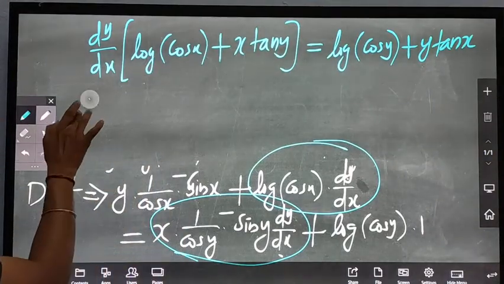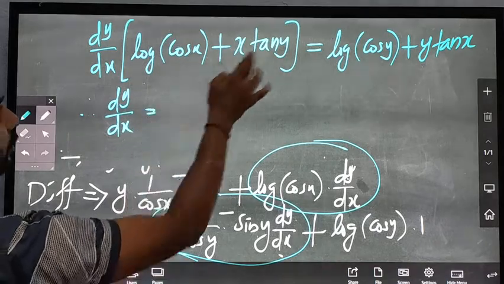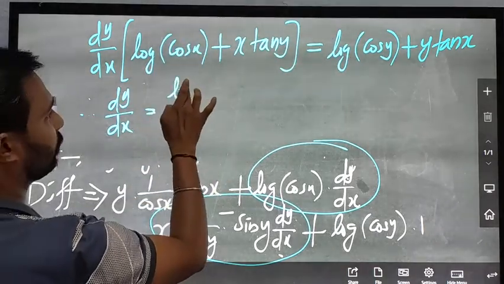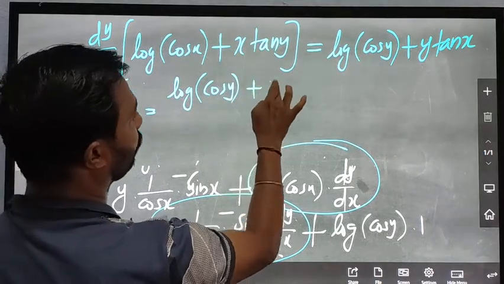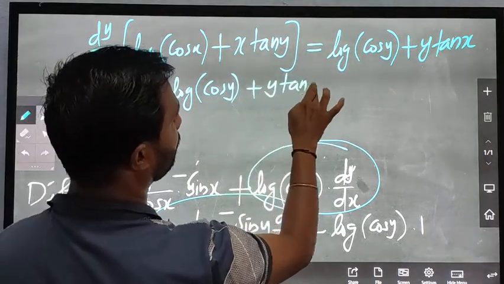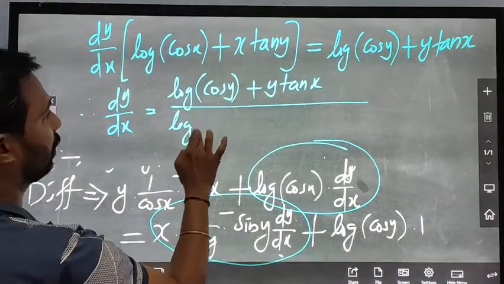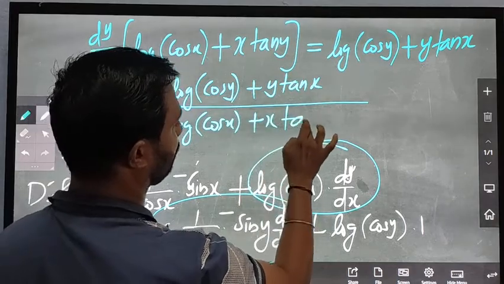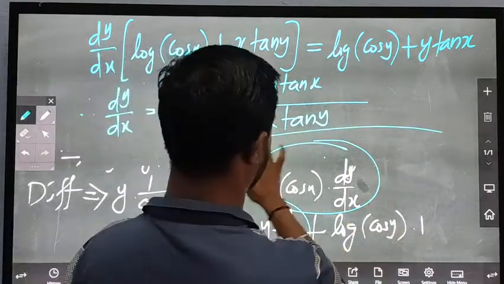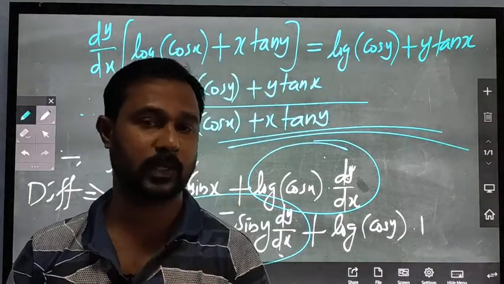Finally, the last step is here. Therefore, let us conclude dy by dx is equal to that by this: log of cos y plus y tan x, whole divided by log of cos x plus x tan y. So very minutely you have to go through each and every step.